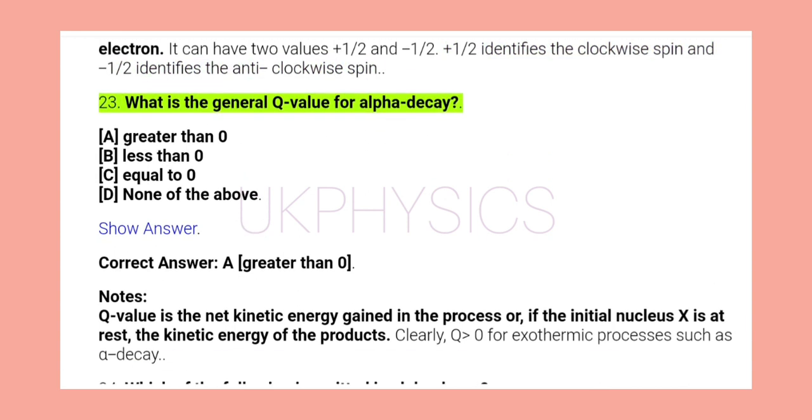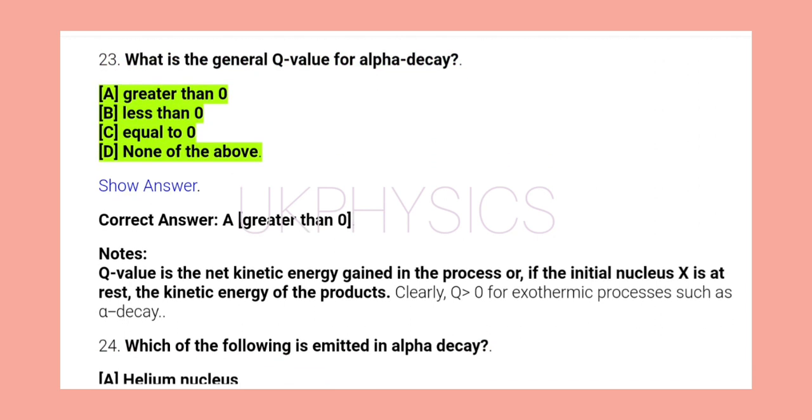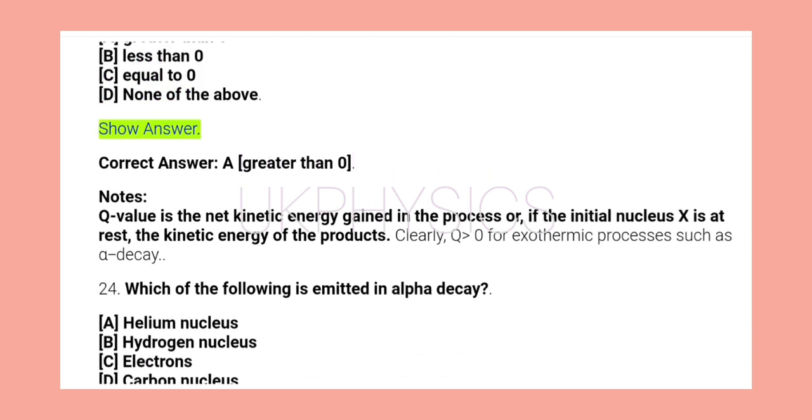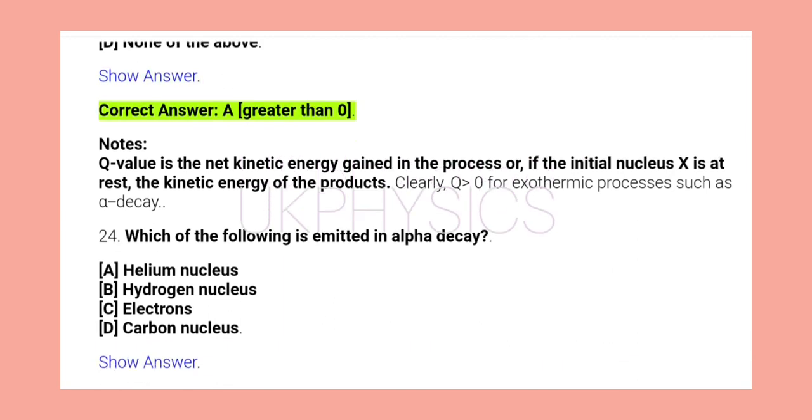23. What is the general Q value for alpha decay? A. Greater than 0, B. Less than 0, C. Equal to 0, D. None of the above. Show answer. Correct answer A. Greater than 0.